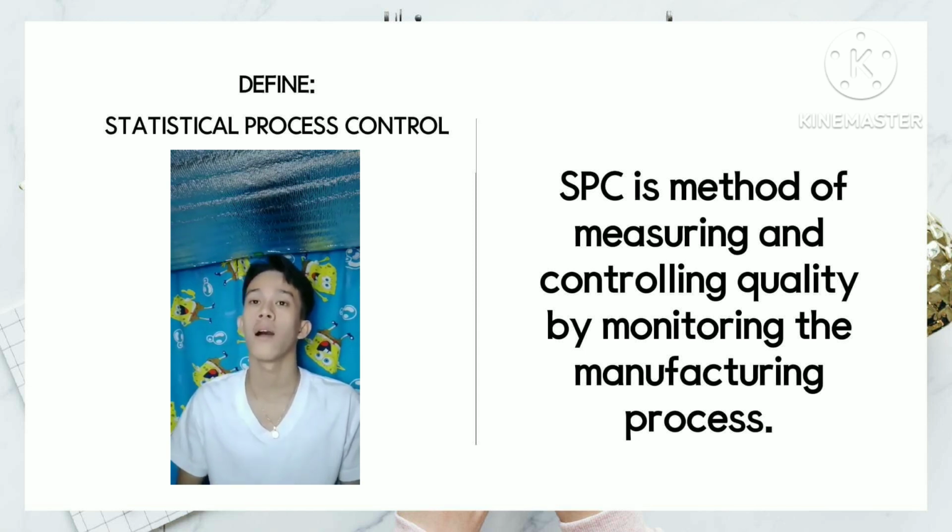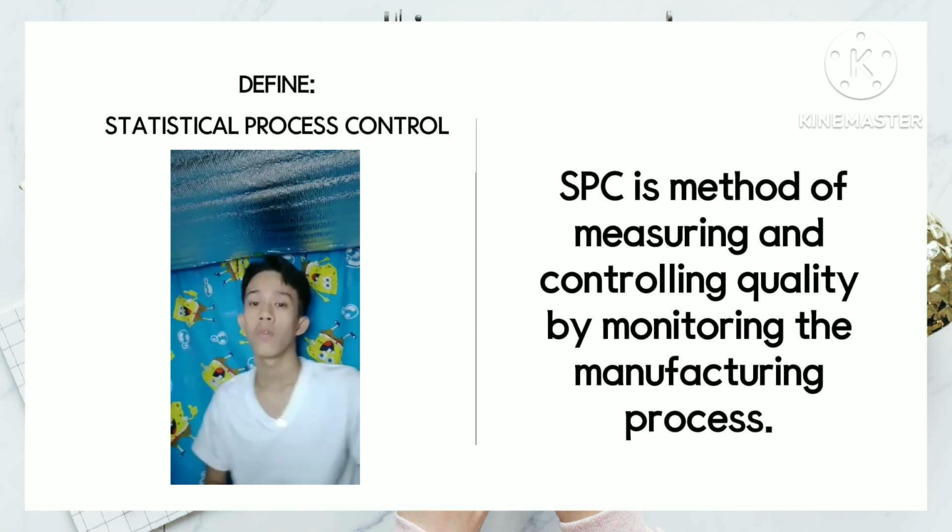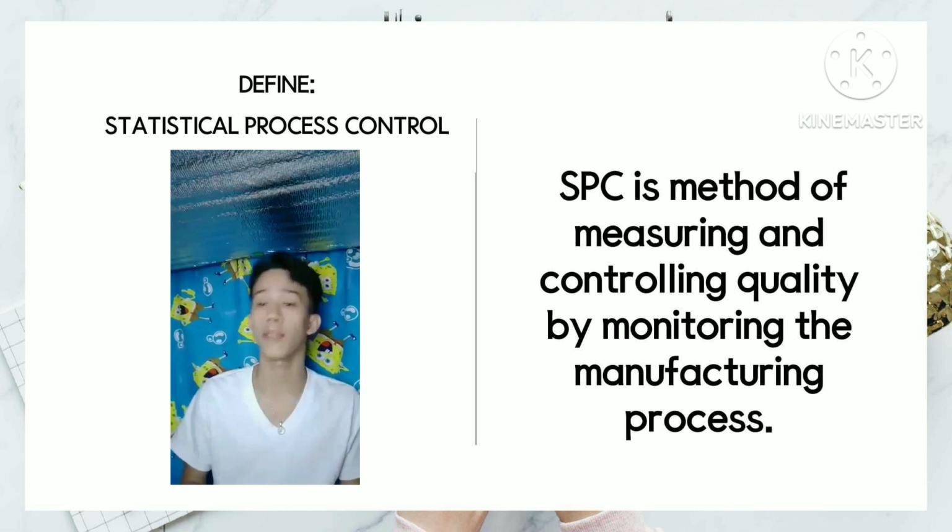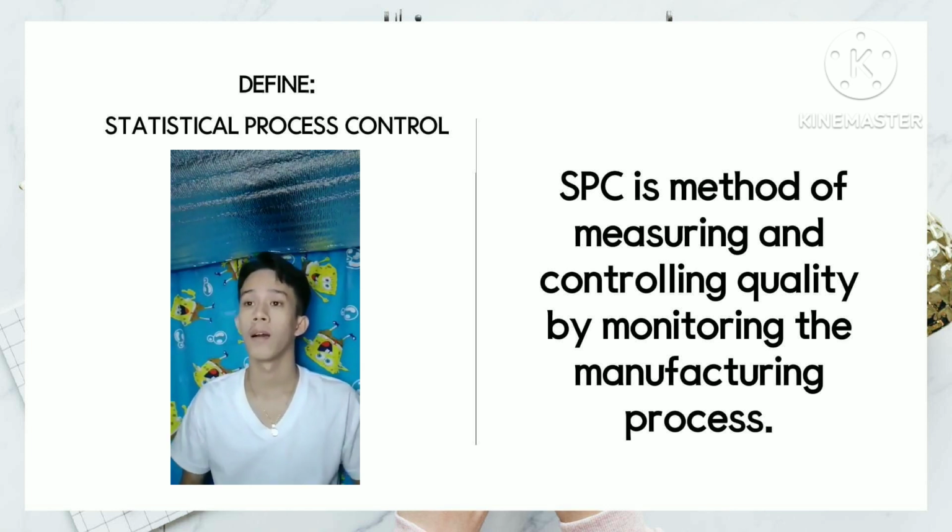Statistical Process Control, also known as SPC, is a method of measuring and controlling quality by monitoring the manufacturing process. Quality data is collected in the form of product or process measurements or readings from various machines or instrumentation. The data is collected and used to evaluate, monitor, and control a process.